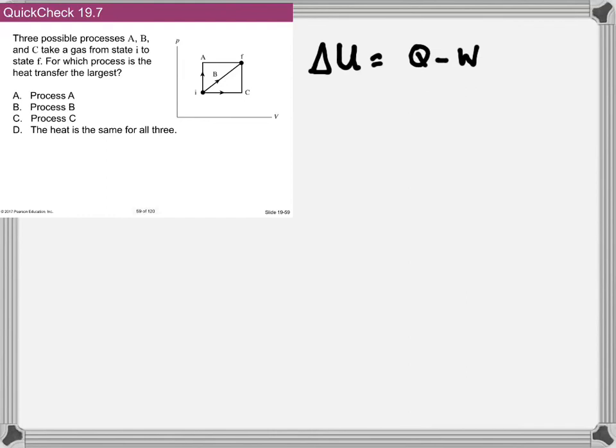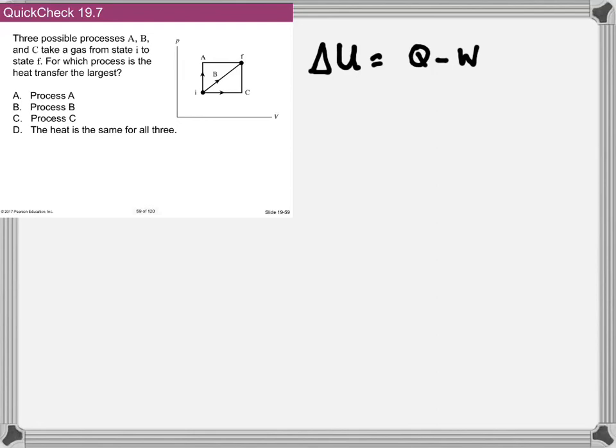All right, for the next problem, we have the same three processes that we just discussed, but now they're asking us something different. They're asking us for which process the heat transfer is the largest. So when a gas moves from some initial state to a final state and it follows a particular trajectory in the PV diagram, depending on the process, you might have to give heat to the gas. You might have to warm up the gas if you want to make it expand, or you might have to take heat away from the gas, so the Q will be negative. Depending on the process, you may or may not have to give the gas a certain amount of heat.